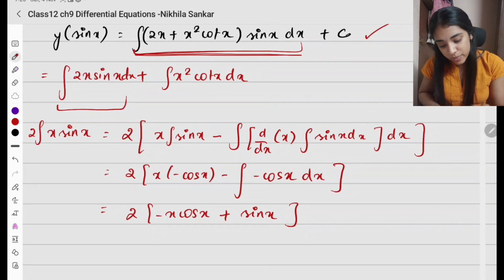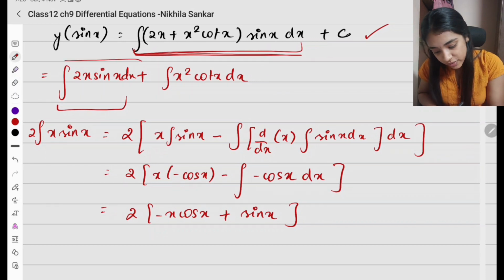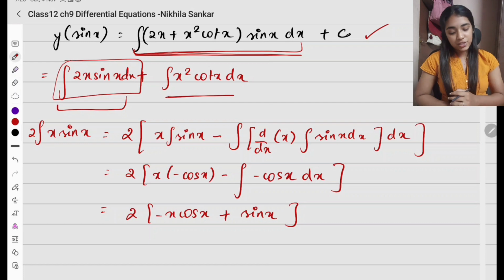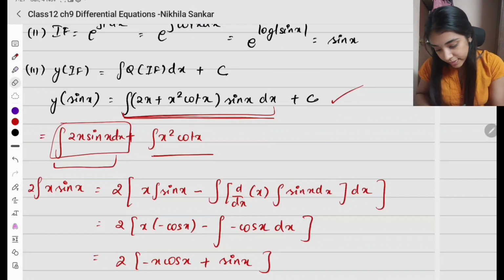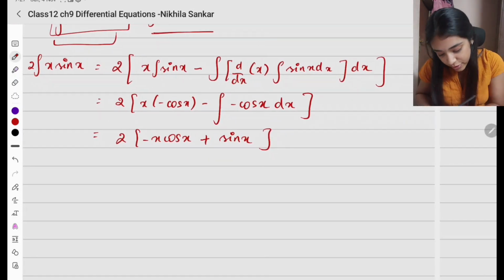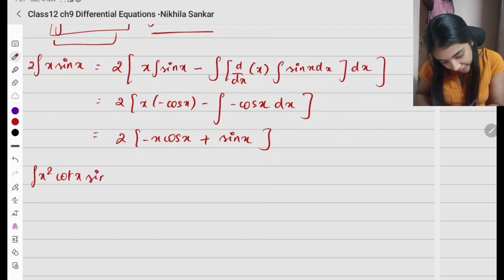So this is the integration for this term. We have found the answer for this. Now let's do the integration for this particular term. Remember one thing, there is a sin x here, sin x dx. Okay, so when I try to solve this particular integral, I have x square cot x times sin x.